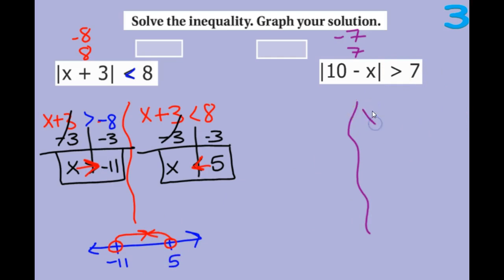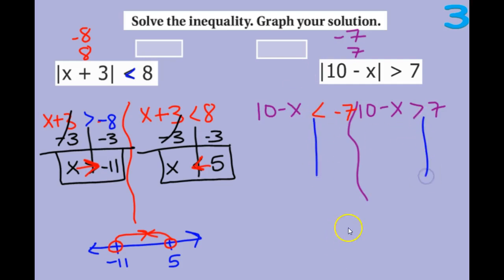So I have 10 minus x is greater than 7. I put the line through the 7 so it doesn't look like a greater than symbol. And then over here as well, 10 minus x. And instead of 7, we want negative 7, so we have to flip our symbol.